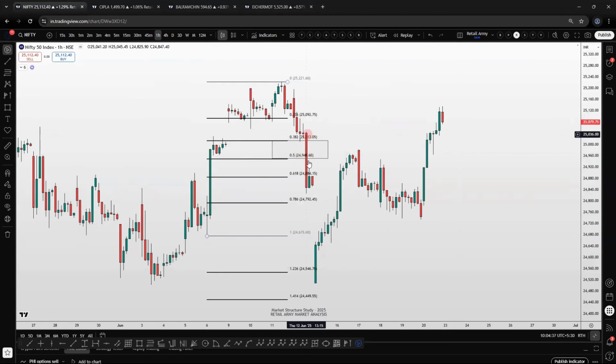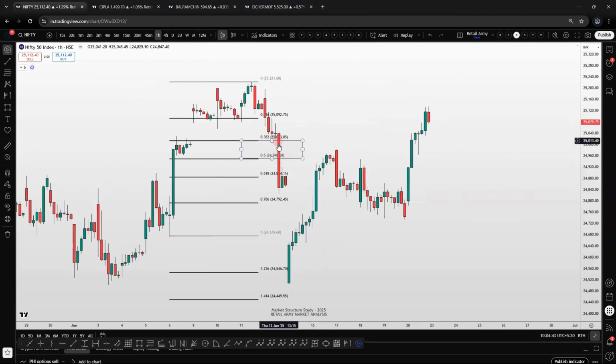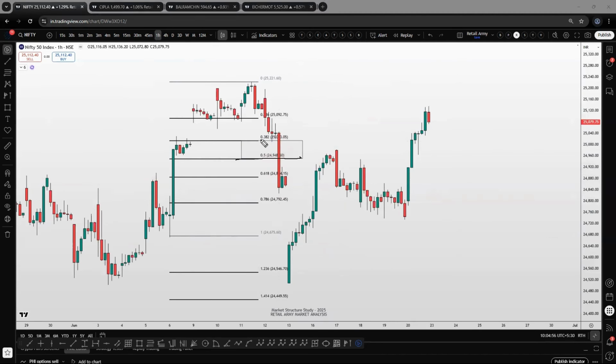Again, this is not your expiry day volatility. This is a big red candle. It is on the expiry day, but this volatility was not only because of expiry, it was because of some other global factors. It broke down very sharply. So as soon as this 38-50% zone is broken, you understand that this is completed. Market is going for a reversal.